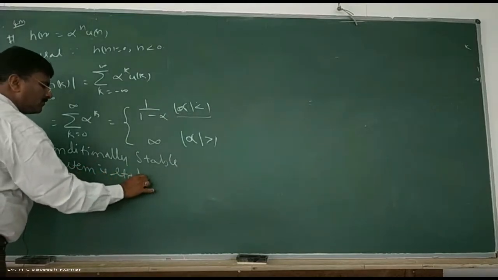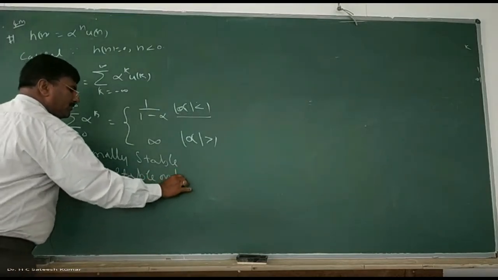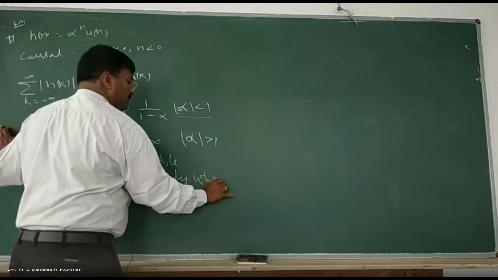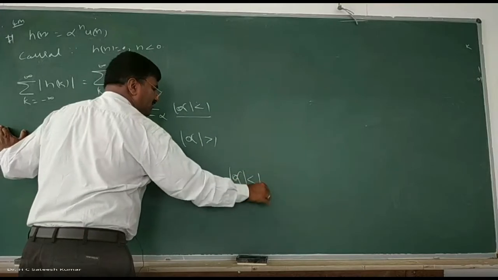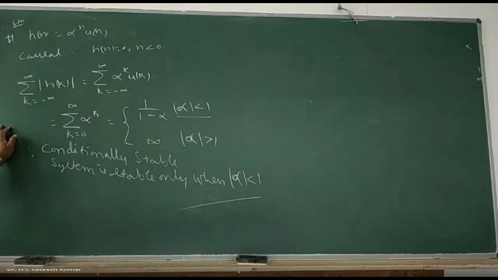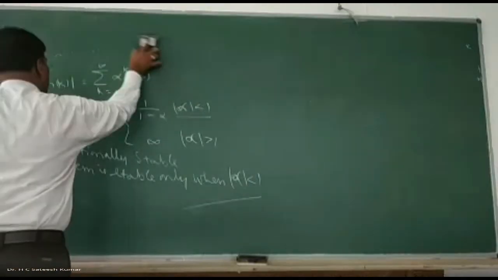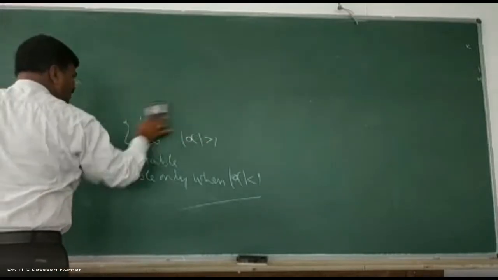only when magnitude of alpha is less than 1. Otherwise it becomes unstable. So this is the condition we should find. This is a 3 marks problem, 4 marks problem in the examination. So causality is 1 mark, this portion is 3 marks. So there are very simple problems like this. We should know the condition on the value.